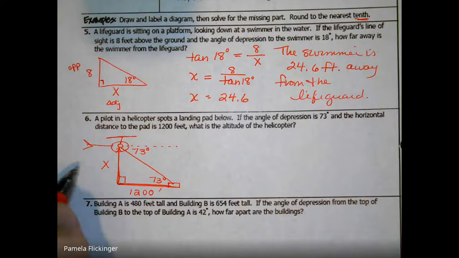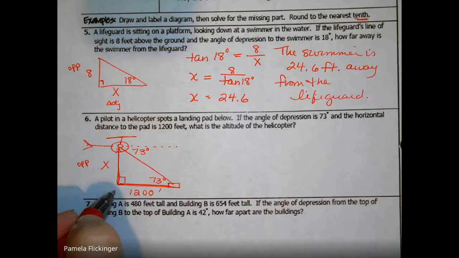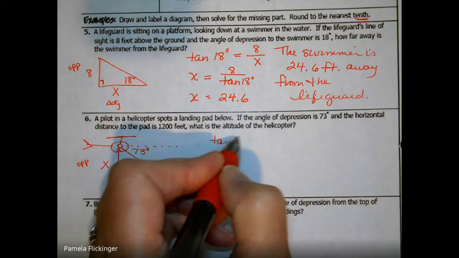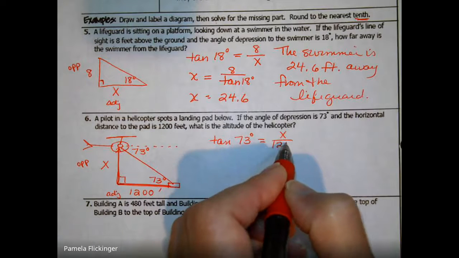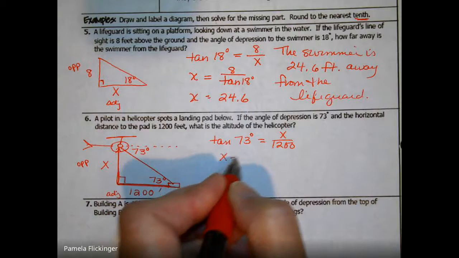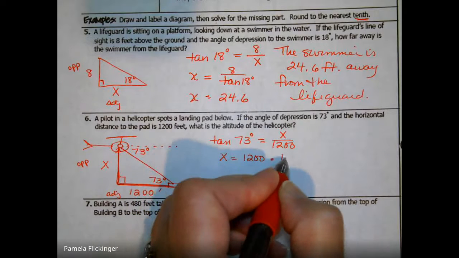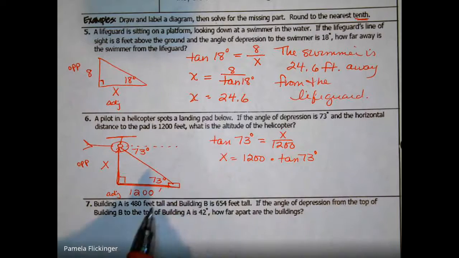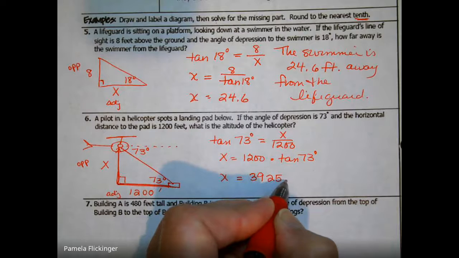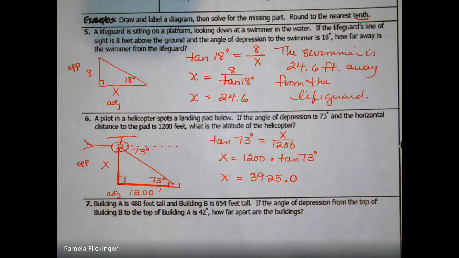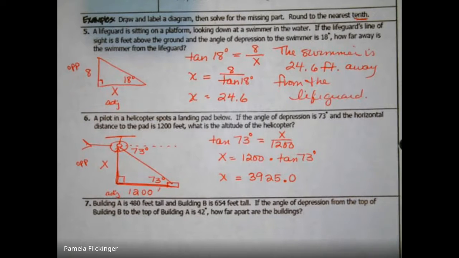So again, we've got opposite and adjacent. So we're doing tangent of 73 degrees equals x over 1,200. So this time we will multiply 1,200 times the tangent of 73 degrees, and we would get 3,925.0. Now it rounds to 0.0, and we want to keep that because that reminds us that this was rounded. That's not an exact 3,925. So we're still going to round to the tenths place.